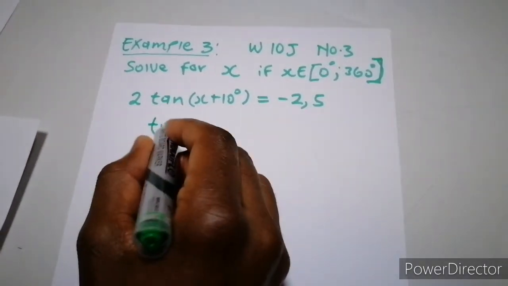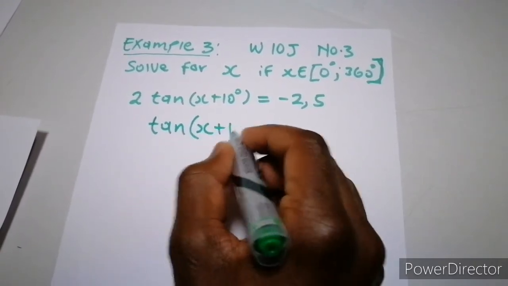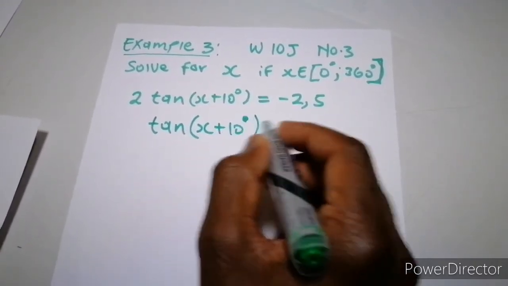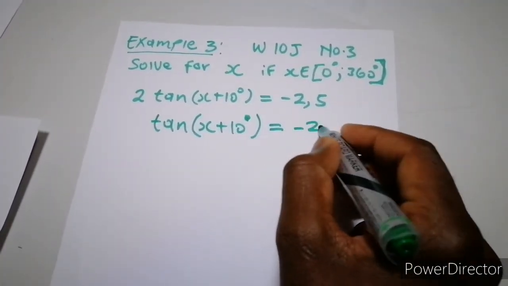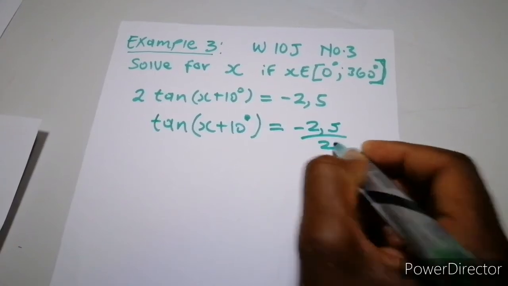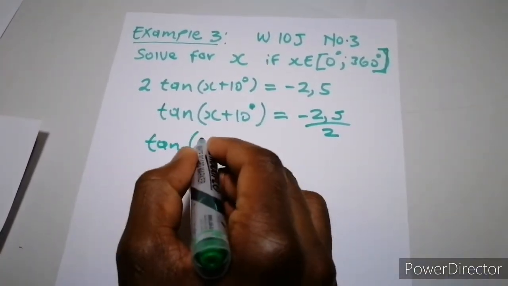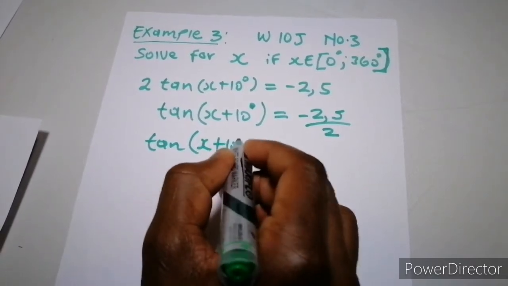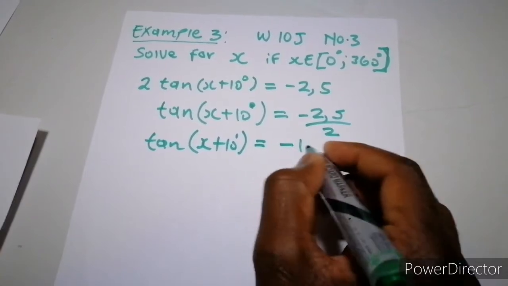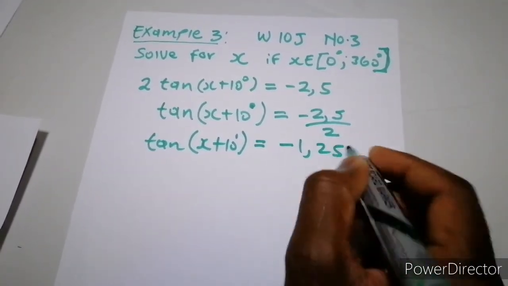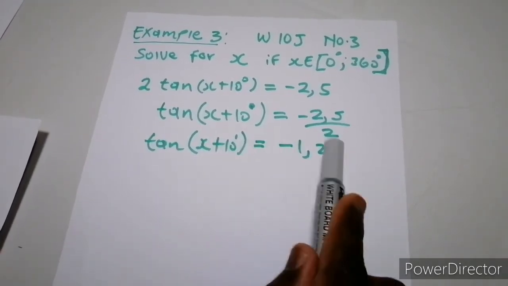Right, then the result will be the tangent of angle x plus 10 degrees is equal to negative 2,5 divided by 2. Then the tangent of x plus 10 degrees is equal to negative 1,25. Now, this is a function of an angle equal to a value.